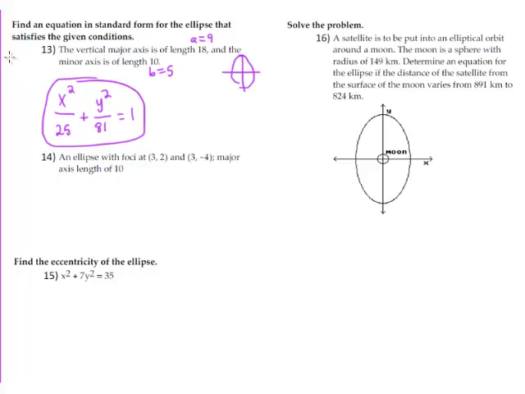On 14, they give us the foci and the major axis length, and so we can use those. The major axis length tells us A, so that's half of 10, so A is 5. And then the foci tells us, since the h's are the same, h, comma, k plus c and k minus c, and it doesn't really matter which one you make which. If you end up with a negative c answer, just know that that negative will go away when you start squaring it, so that's okay.